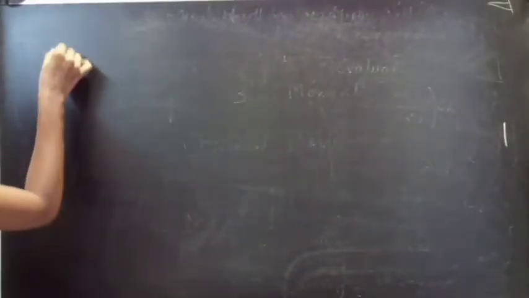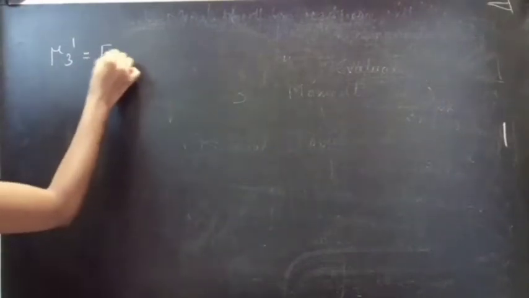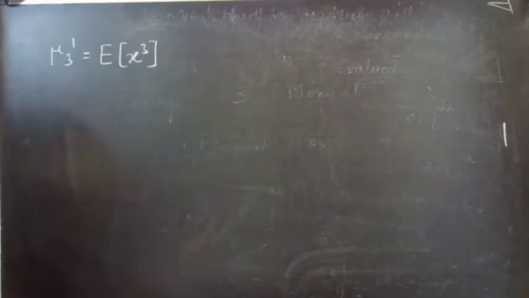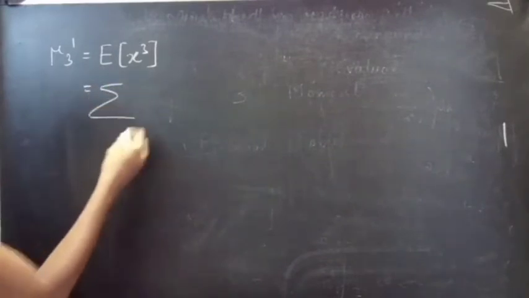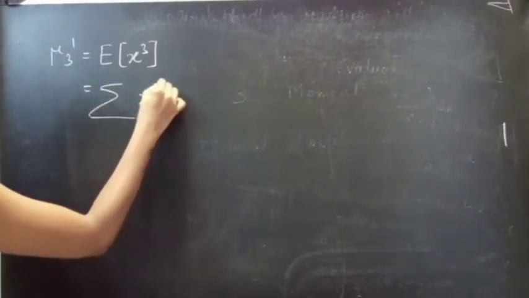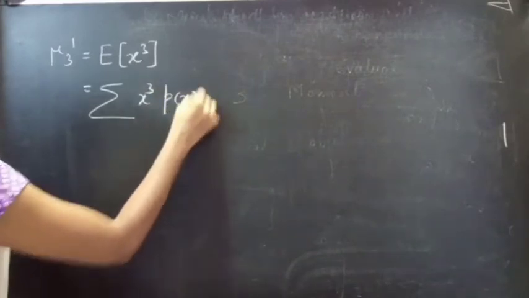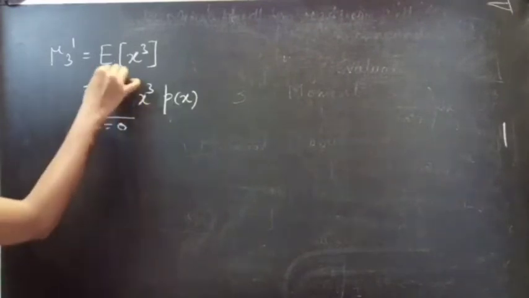Third moment, mu3 dash equals expectation of x cube. Since expectation of x cube equals summation x cube into p of x for x equals 0 to n.